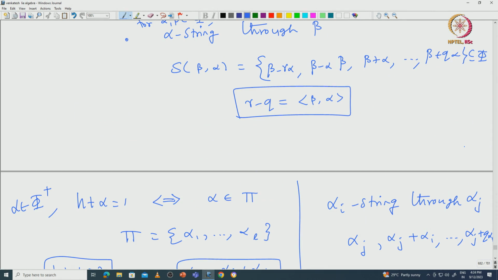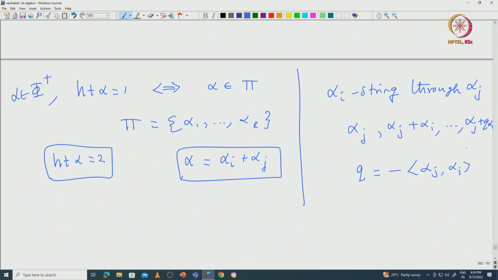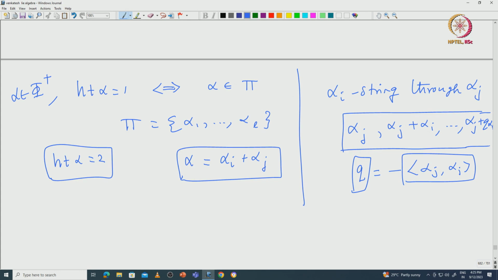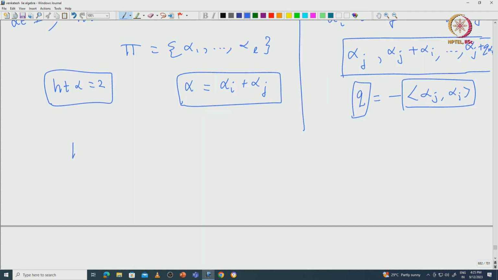So, this is the case. In particular, since we know this Cartan number ⟨α_j, α_i⟩, in particular we know this q. So, we know all the α_i strings through α_j. All these strings can be recovered, and in particular, height 2 elements of Φ are recovered.